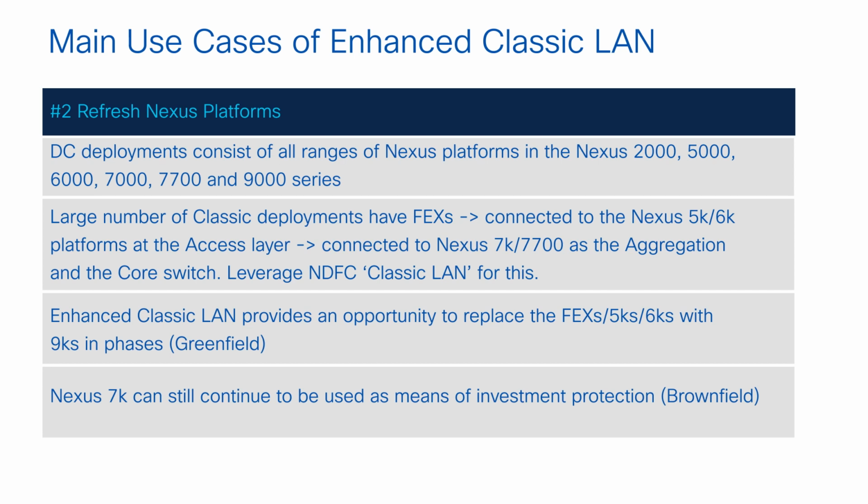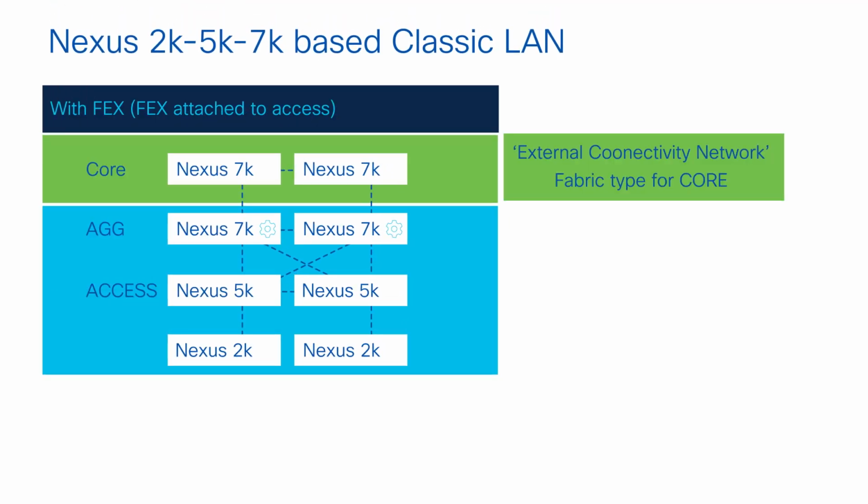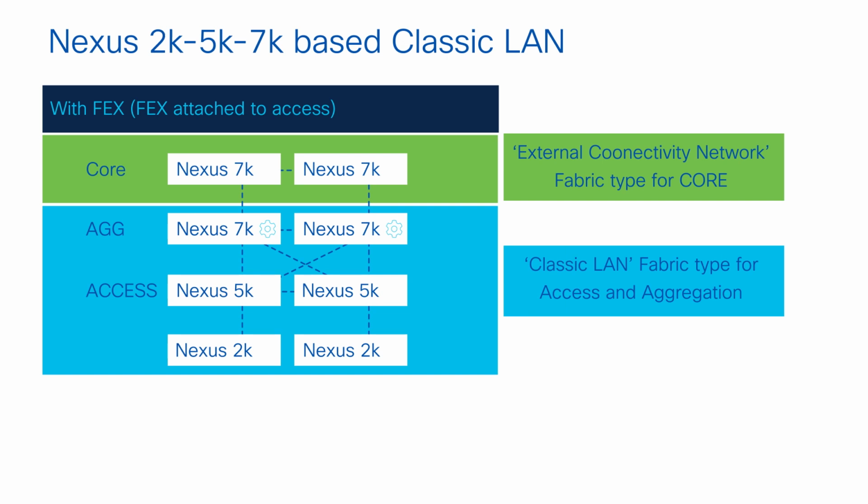So the Enhanced Classic LAN gives us an opportunity to refresh older platforms while keeping or providing investment protection for platforms which are expensive and powerful like the Nexus 7Ks. So for example, this is how an older legacy classic LAN network looks, where our access layer comprises the 5Ks or 6Ks. We also see FEXs attached to these access switches, and the access layer is attached to the Nexus 7K, which is in the aggregation, and the core again also acting as a Nexus 7K.